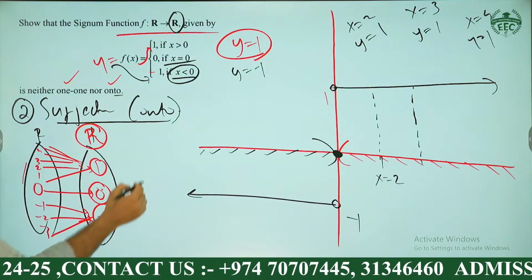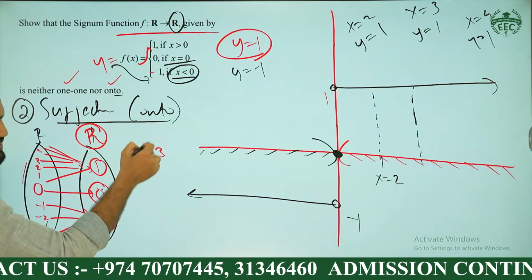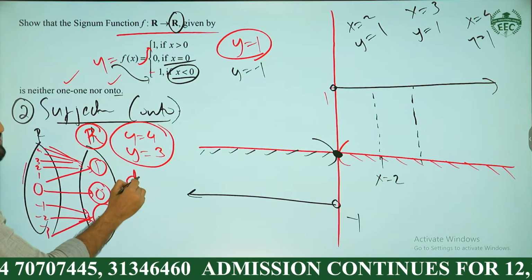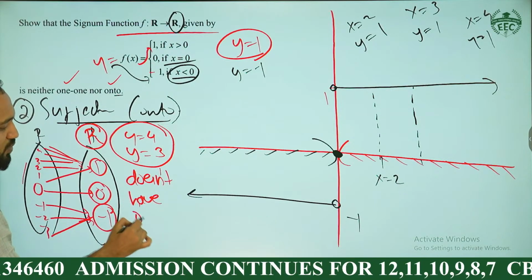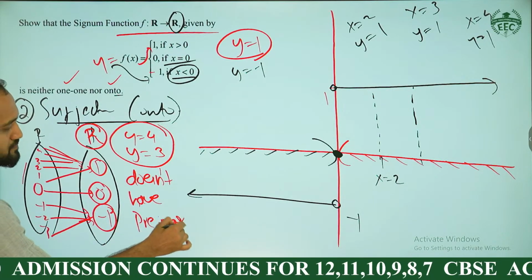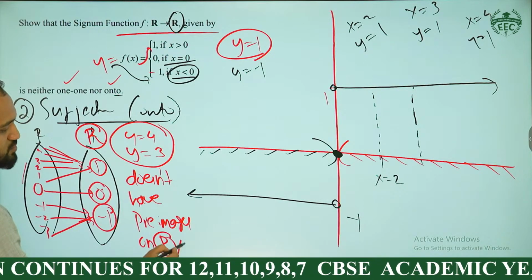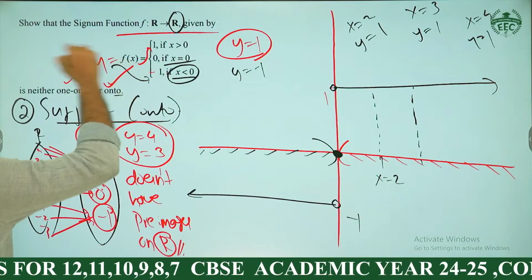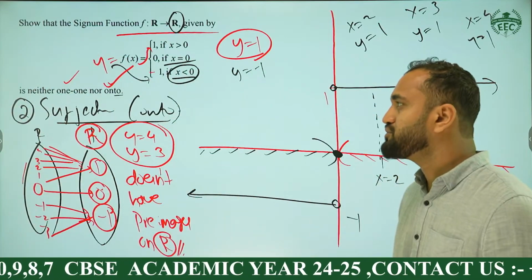Pre-images. Okay, so here I can say that the elements like y is equal to 3, y is equal to 4 do not have pre-images in the set of real numbers. So I can say that here the function is not onto. Clear? So the function is neither 1-1 nor onto.